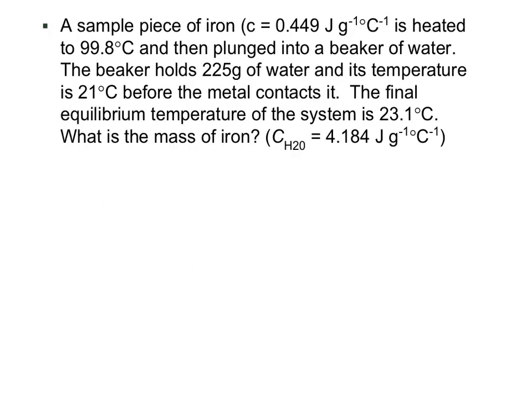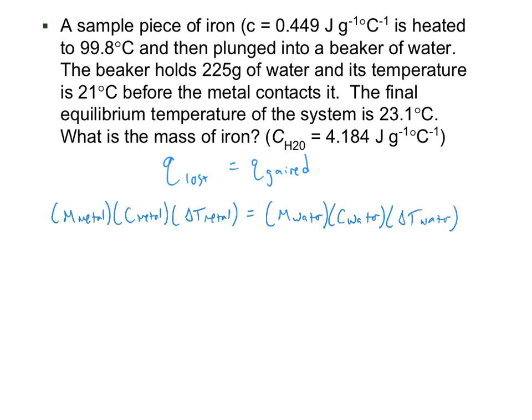In this example, we're doing the same thing with a piece of iron in which we know its specific heat, but now we want to calculate its mass. And so we go through the same exact process we did before, where our heat lost by the metal is going to equal our heat gained by the water. And so we set up an equation just like we did before. Only now we want to solve for the mass of our metal.